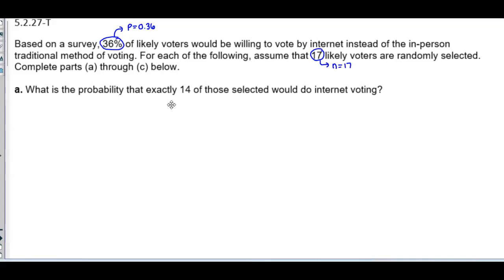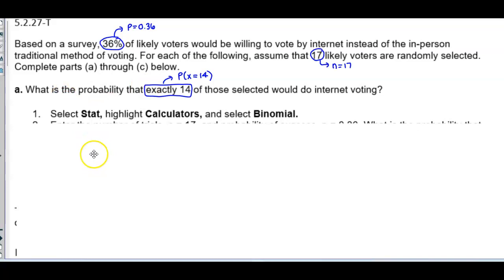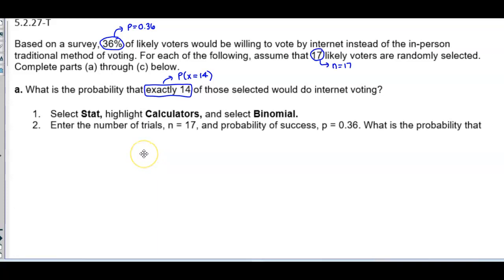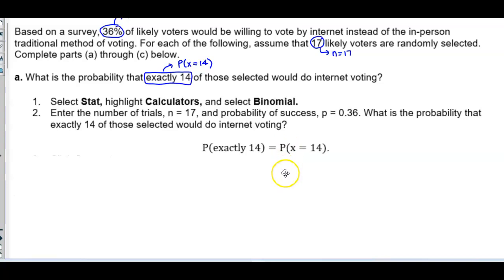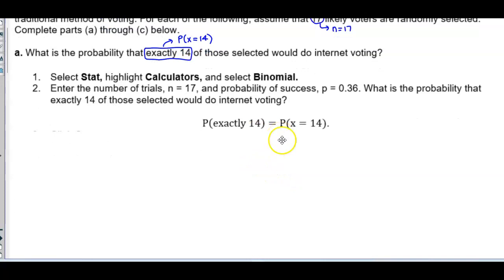Now the first question is asking, what is the probability that exactly 14 of those selected would do internet voting? So we're looking at exactly 14. Recall that this is the same thing as finding the probability of when X is equal to 14. We're going to click Stat, highlight Calculators, and select Binomial. We enter the number of trials, which is 17, and the probability of success is 0.36. We're trying to find the probability where X is equal to 14, and then we select Compute.